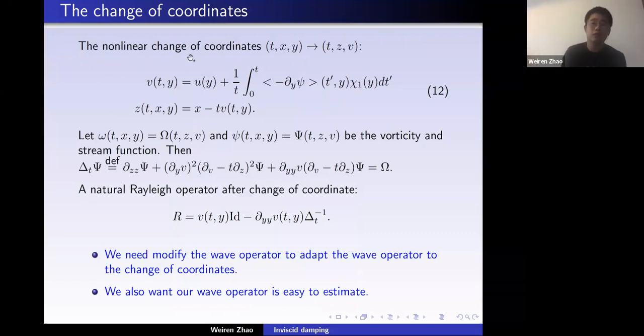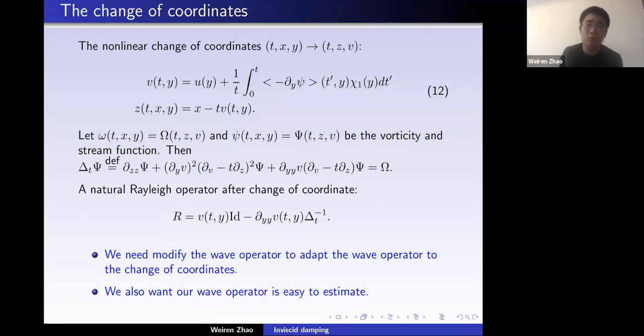Finally, we introduce the following change of coordinate. This is a nonlinear change of coordinate. We also introduce omega as the coordinate after change of coordinate of the stream function. And we then get the Laplace t, which comes from the Laplace operator. Our Rayleigh operator becomes a very complicated one after the change of coordinate. So the first issue is that we need to modify our wave operator to adapt it to the change of coordinate.